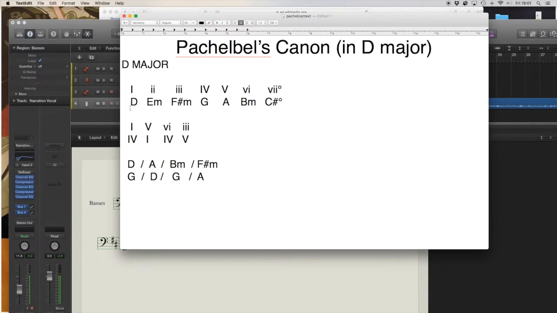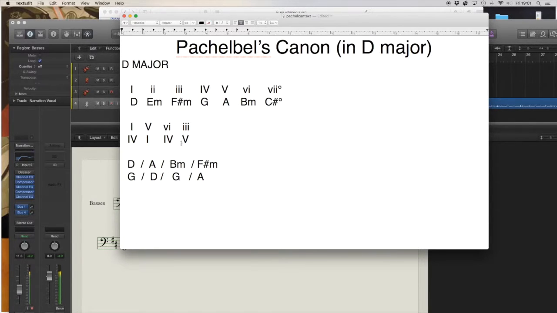So if we look at our D major, we've got D as the tonic, the 1. We've got our E minor as the 2. We've got our F sharp minor as 3. G is our subdominant 4, A is the dominant 5, B minor is the mediant 6, and we've got our diminished 7 here, C sharp.